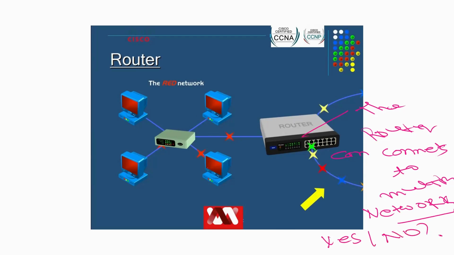A router can connect to multiple networks? Yes or no? Right, because a switch can connect to multiple computers on layer 2. So it means a router can connect to multiple networks on layer 3. That's pretty simple. Okay, that's great.